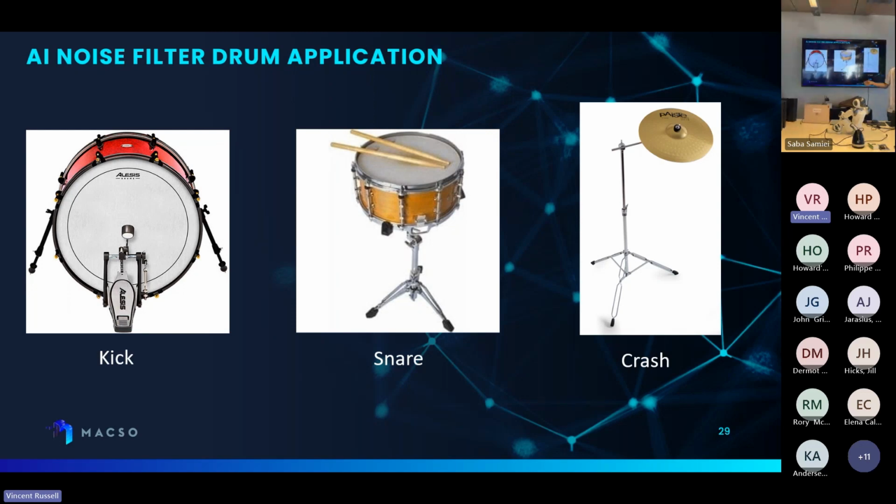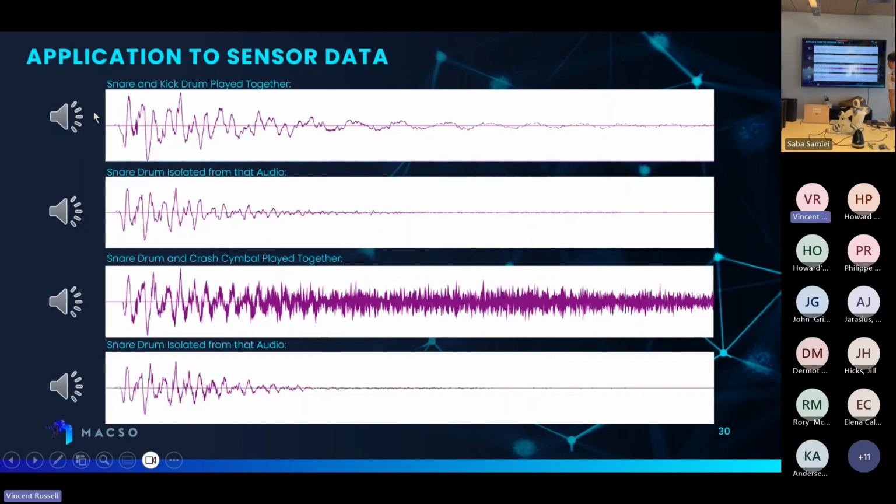But when you're trying to detect the snare drum playing, when a drummer is playing, there's a lot of stuff going on. They're hitting all the different kinds of drums, so it's going to be very hard. That's why you need noise filtration, because you need to be able to filter out the crash and the kick to hear the snare. So that's a simple explanation of how it works. Here's an example of the sounds. The first one is the sound of a snare and kick drum playing at the same time.